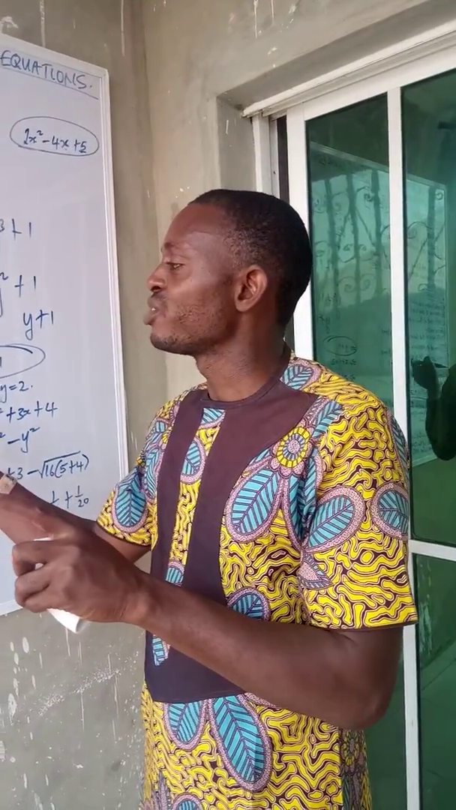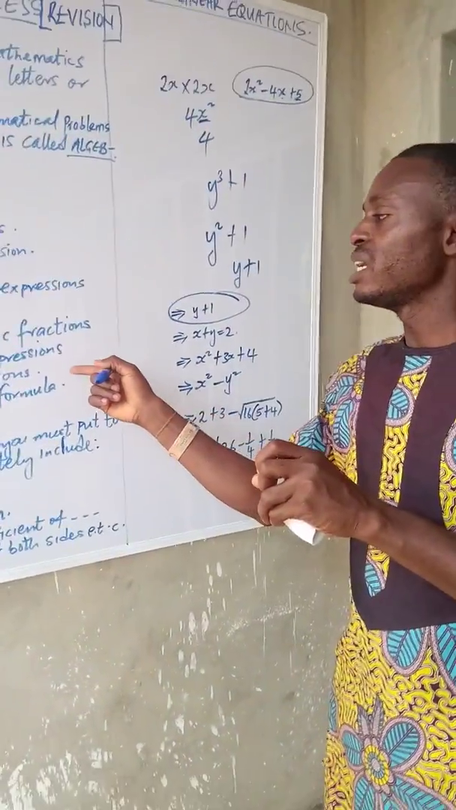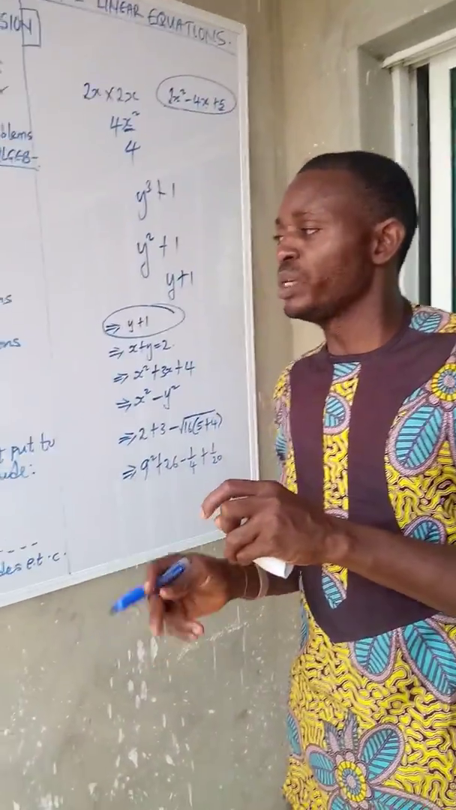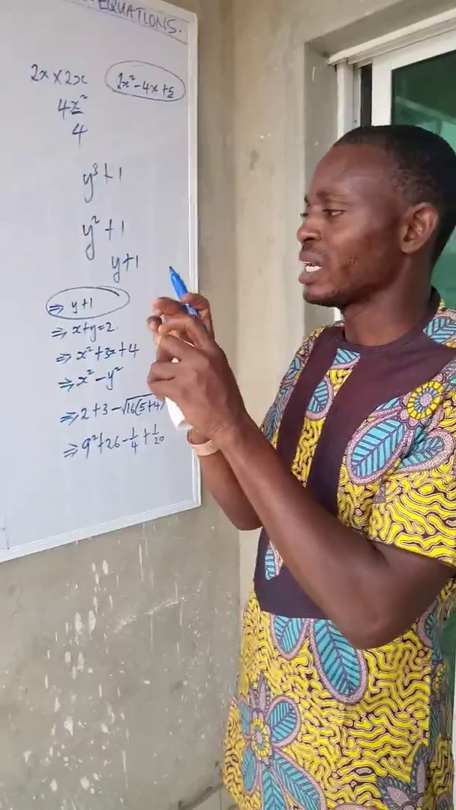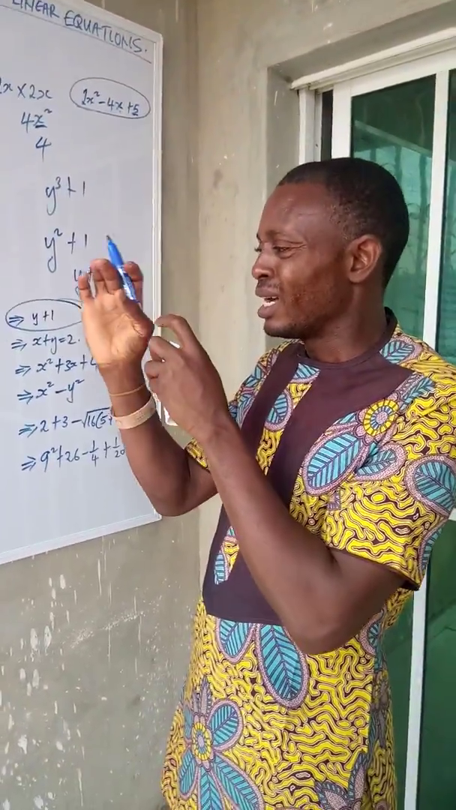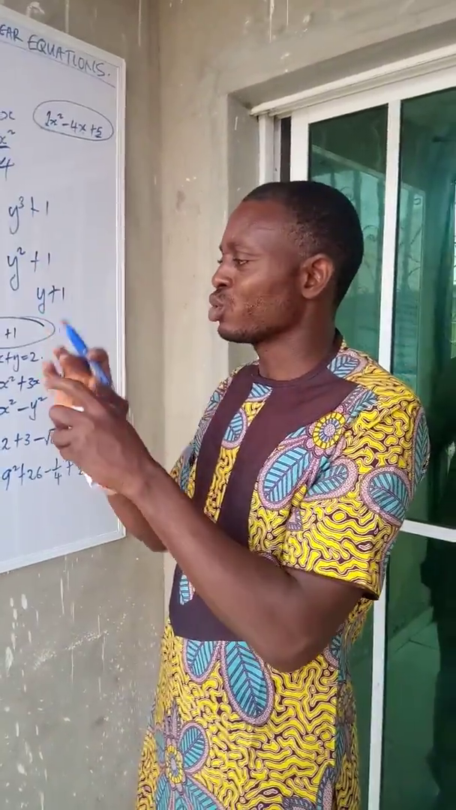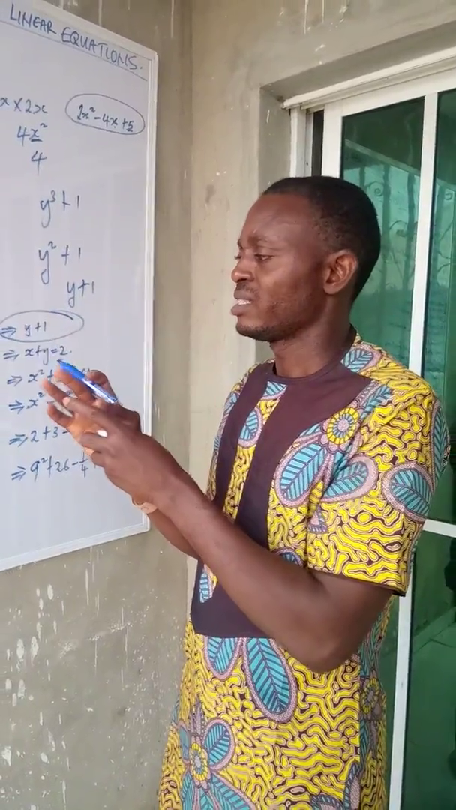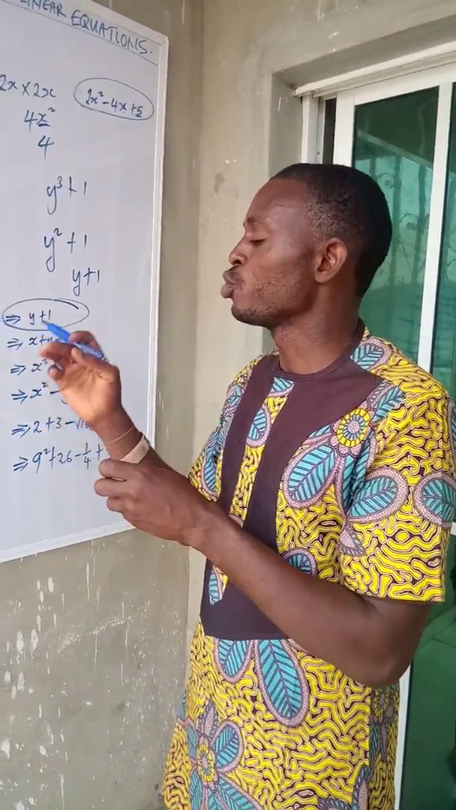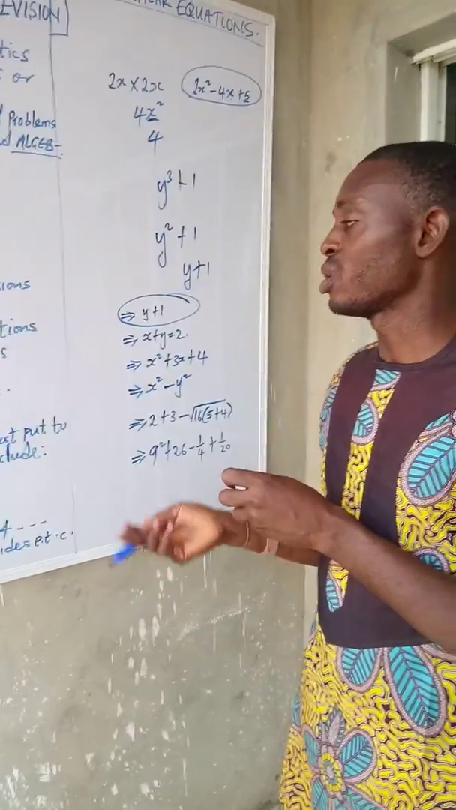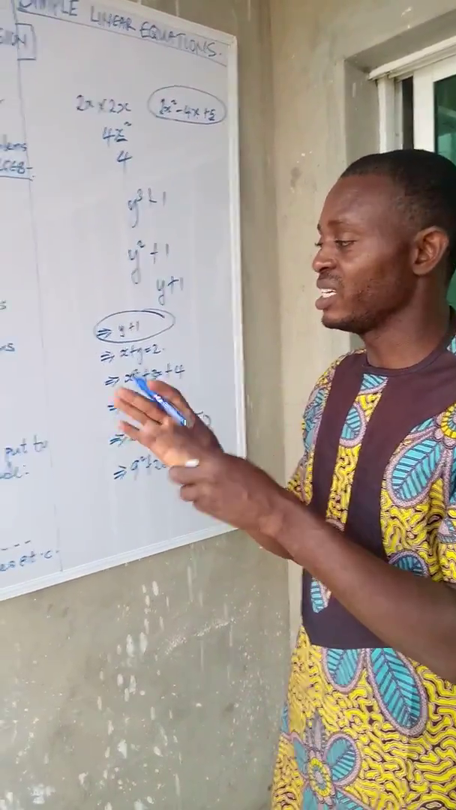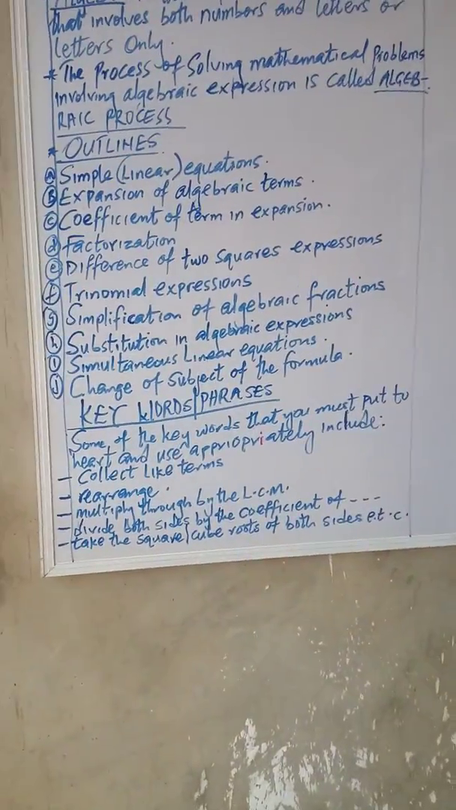So what you have under simultaneous linear equation will be two linear equations that you solve pari passu, that you solve together till you get answers. Then you move to change your subject of the formula, which is very, very simple.